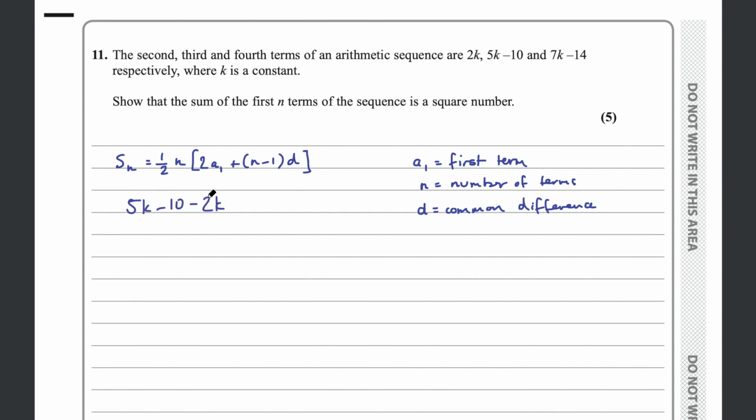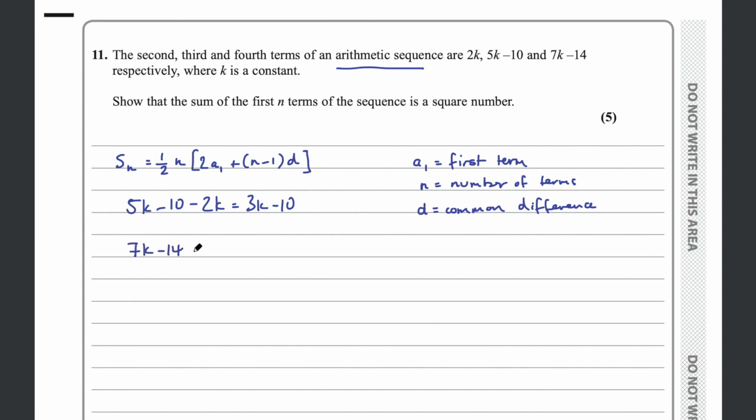So this was the third term, this is the second term. This equals 5k take 2k is 3k take 10. Alright, so that's not helping us a lot yet, but we also have a fourth term. We can find the difference between the fourth and the third term, and that should also equal the difference between the third and the second term, because they've told us this is an arithmetic sequence, meaning there is a common difference between each term. So let's go ahead and do that.